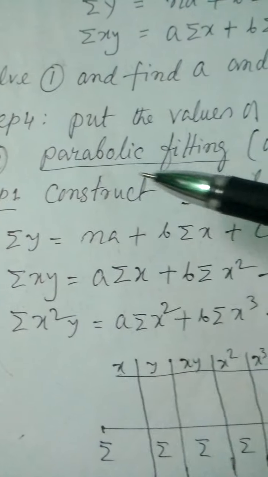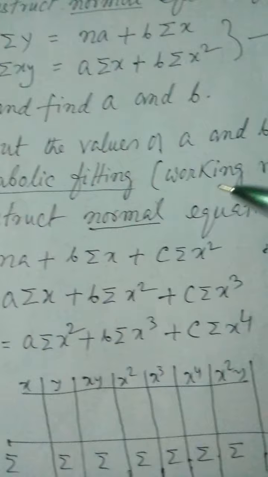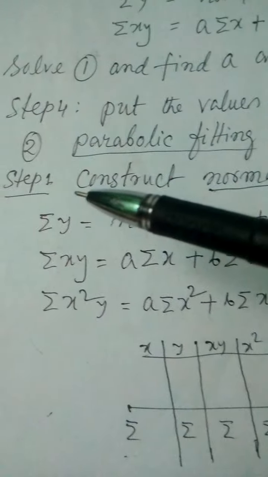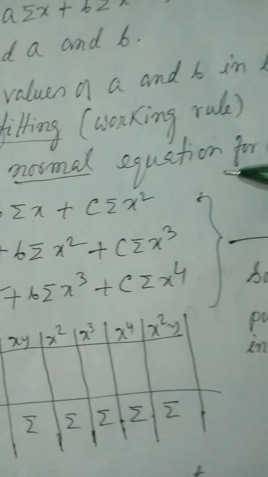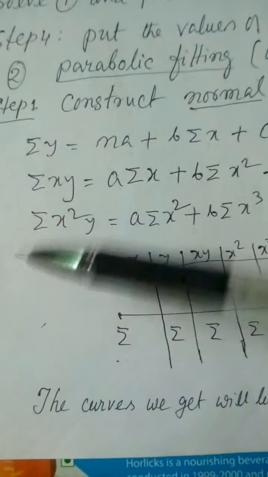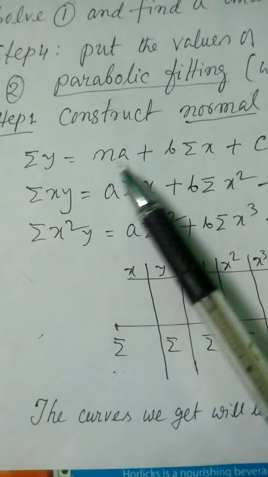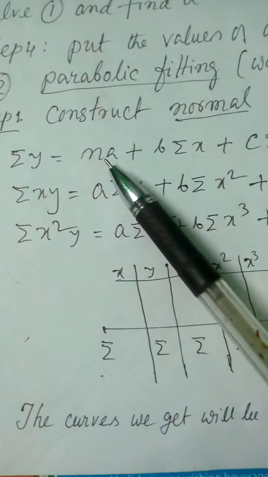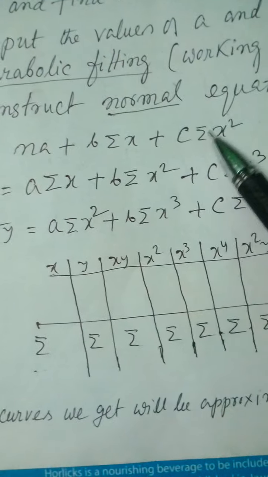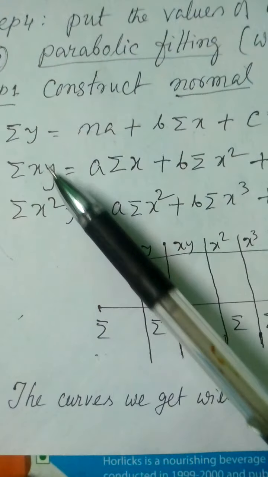So the second is parabola fitting. Now you know this is the working rule. Step 1, construct normal equations for a, b and c. Normal equation means you know what is the equation given: y is equal to a plus bx plus cx square. Similarly, summation of y will be na plus b summation of x plus c summation of x square. So this is equation 1. You multiply the equation with x.